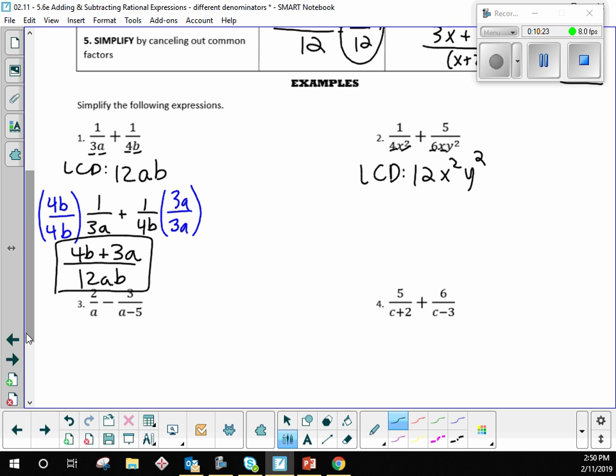So then to rewrite the original expression, what do I need to multiply 4x squared by to get the common denominator? 3, right? 4 times 3 is 12. Already has the x squared, and then y squared. And I have to do it to the top and the bottom.